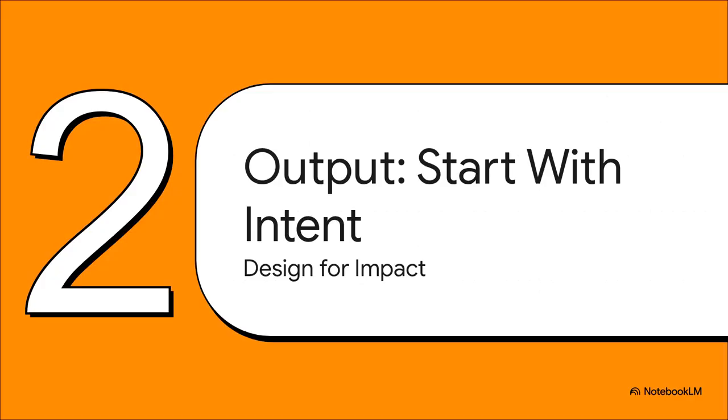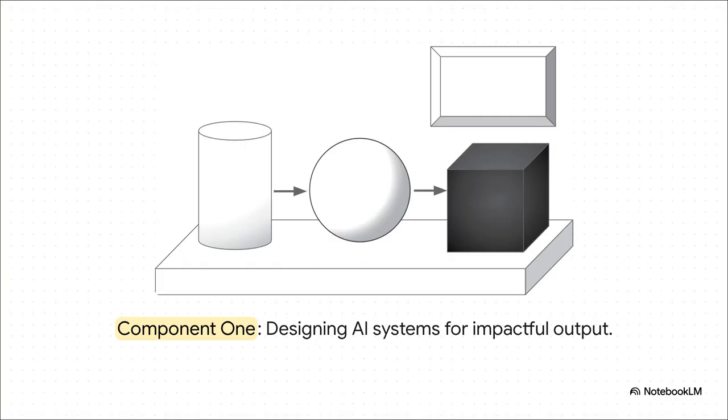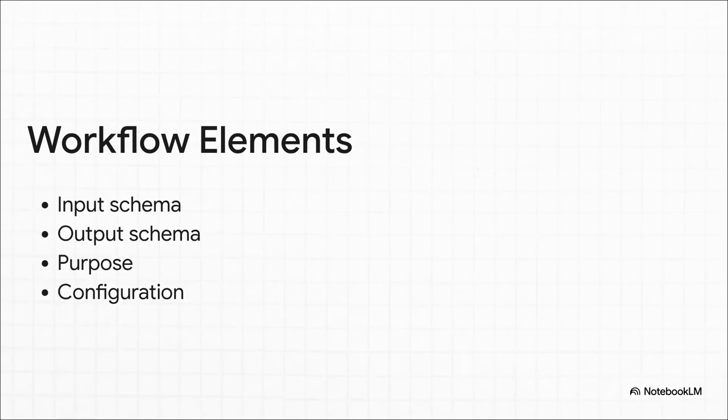Moving on to Section 2, output. Start with intent. Successful AI architecture always begins with the end in mind. The output is your North Star here. It represents the actual value a human is going to experience. And when you start with that intended outcome, every single technical choice you make upstream suddenly gets a really clear direction. To actually guarantee a solid output, we have to define it rigorously.